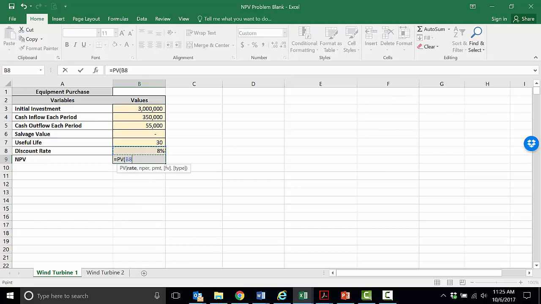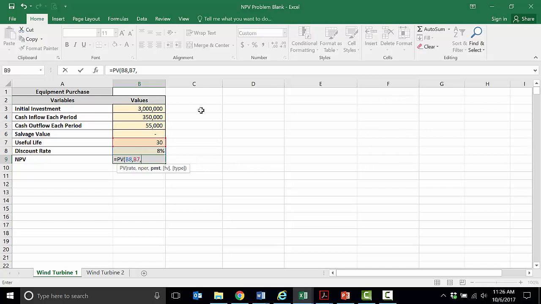We're going to use the rate of 8% that we cell reference, put in a comma to let Excel know we're ready to go on to the next variable, and then cell reference the number of periods, which in this case is 30. Our cash flows in this problem, the $350,000 and the $55,000, are all annuities, meaning they're happening periodically, each year, each period.